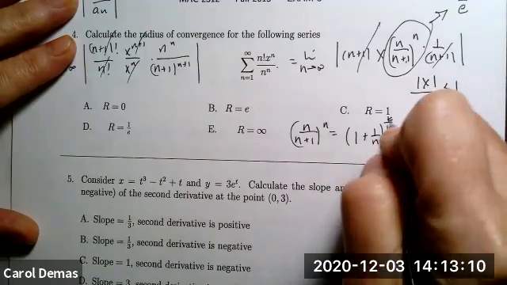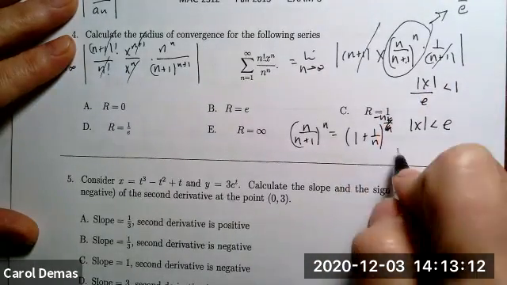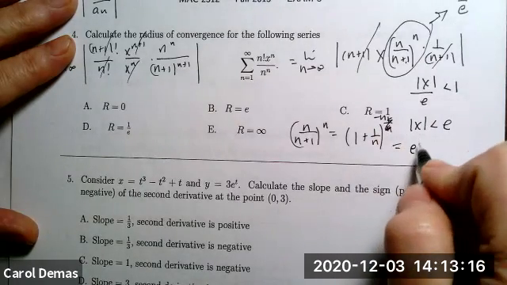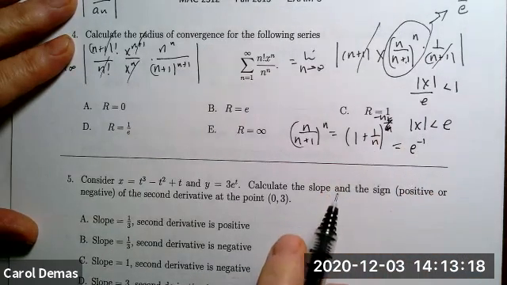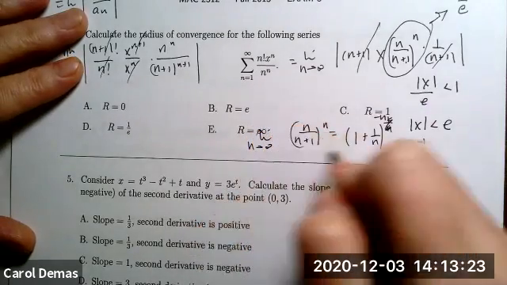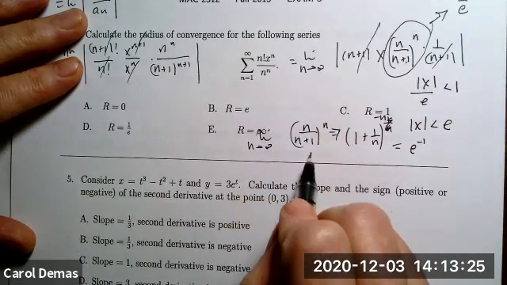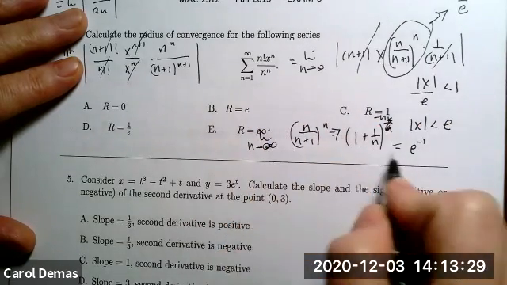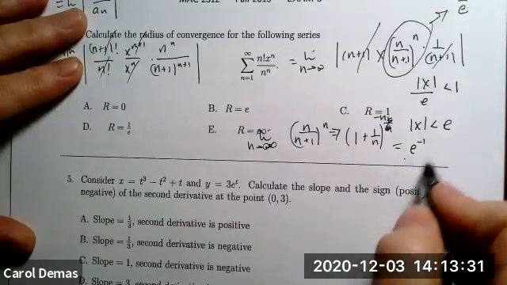I'm sorry, to the negative n. And that's going to be e to the negative 1. Okay, when you take the limit. Okay, that's about 10 minutes worth of work. It's from exam 2. I don't think you'll need it.